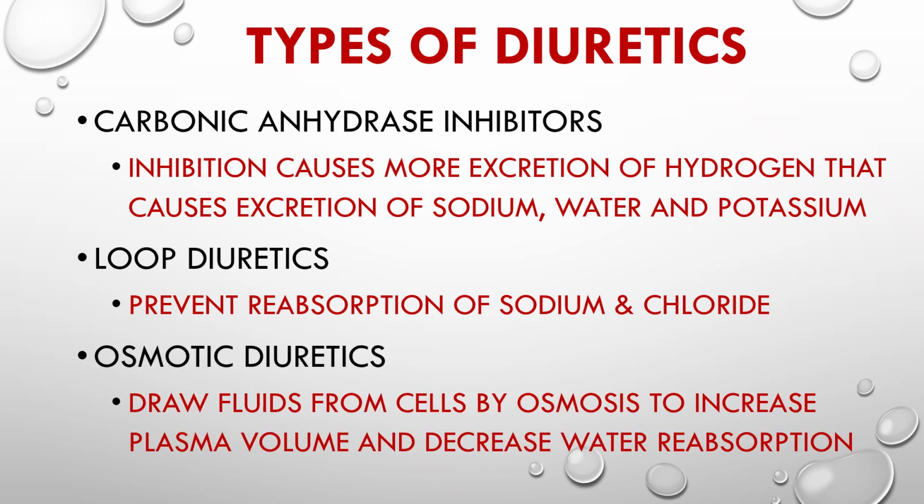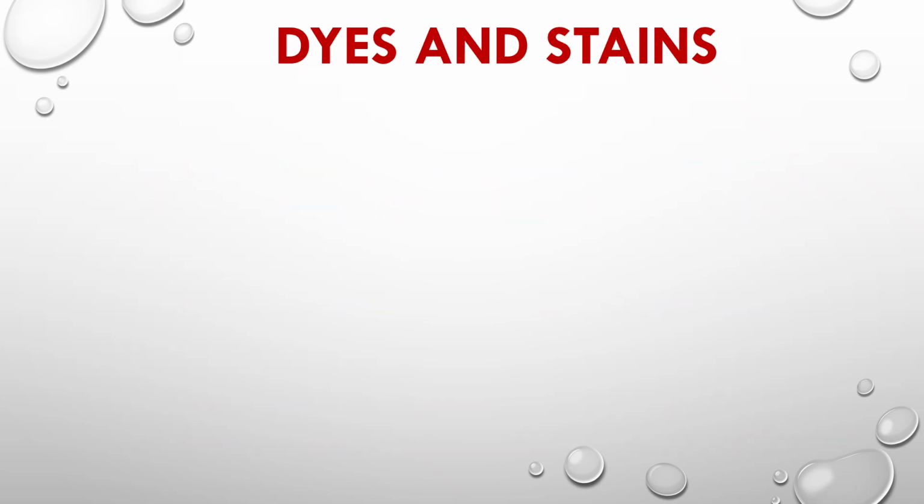And then osmotic diuretics, this is going to play on that hypotonic, hypertonic environment. So it creates a hypertonic environment, so it's pulling the fluid out of the cells by osmosis that then increases that plasma volume to decrease the water reabsorption. So if water is not being reabsorbed, it's going out.